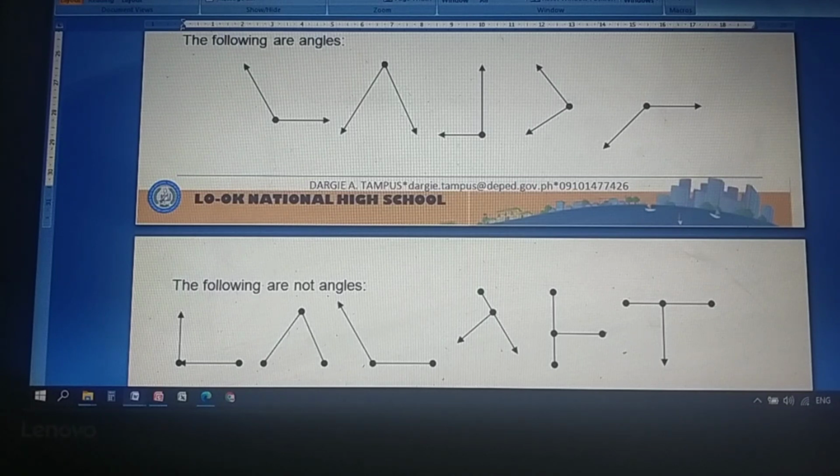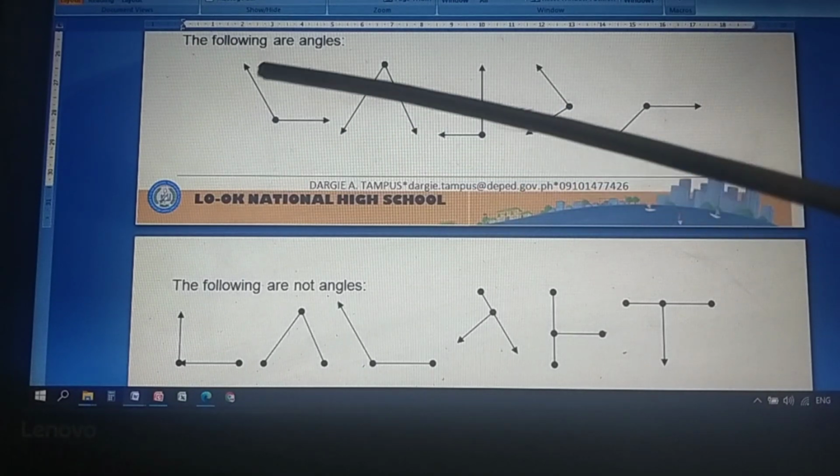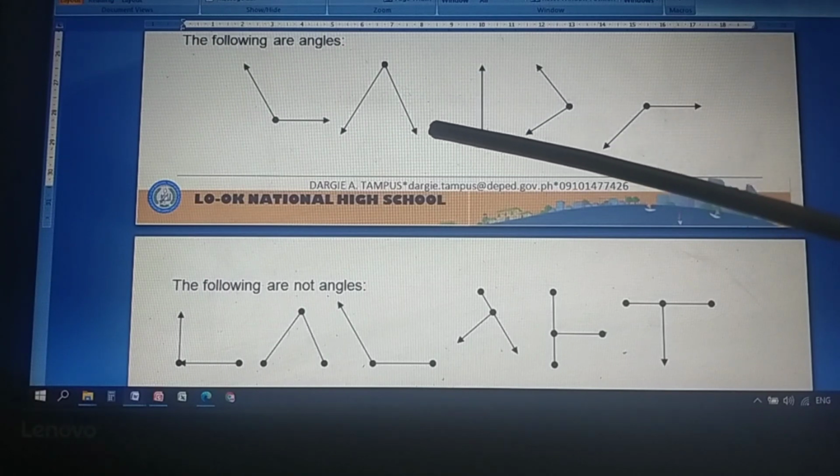I have here figures which are considered angles, and another set of figures which are not angles. So what is the difference of the two sets? If you notice, the first set is a union of two non-collinear rays with a common endpoint called vertex.